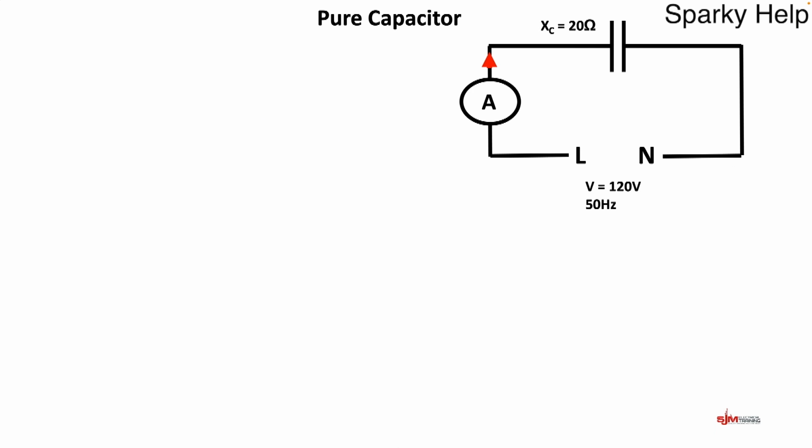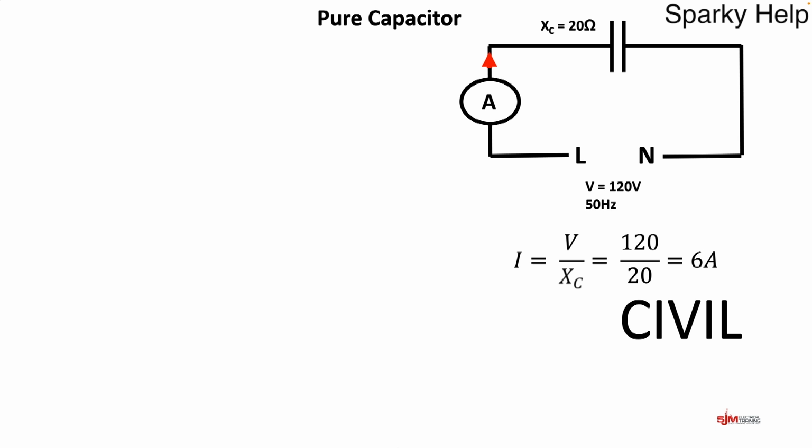So let's look at the third one. Let's look at a pure capacitor. And again, if you're not sure how capacitors work, I have a video on capacitors. Go check it out. And then we've got an XC on this one of 20 ohms, so we can work out the current. So we'll apply Ohm's law. And we've got V divided by XC, which is 120 divided by 20 gives us 6 amps. So the current in this one is 6 amps again.